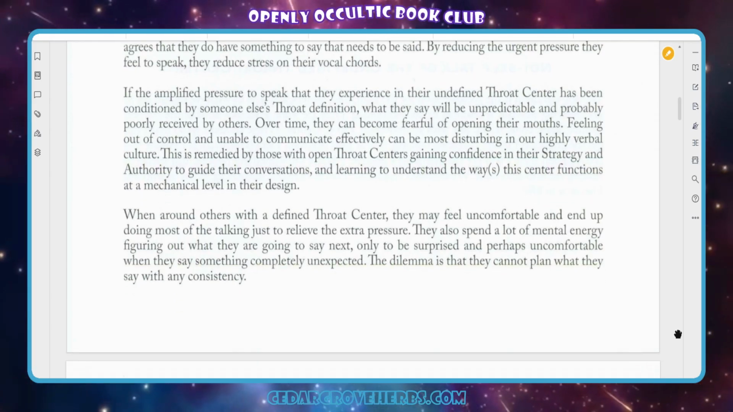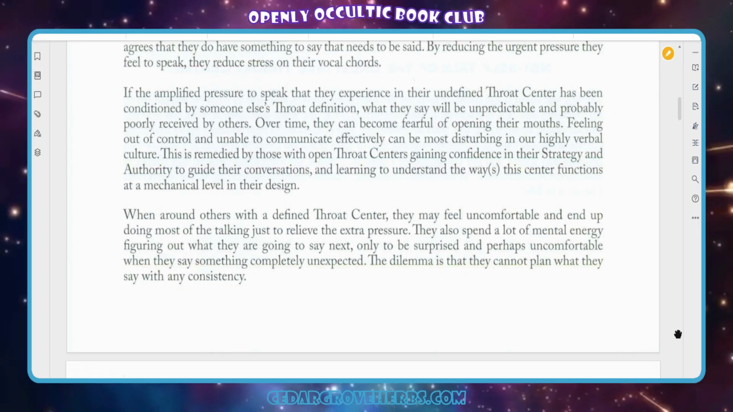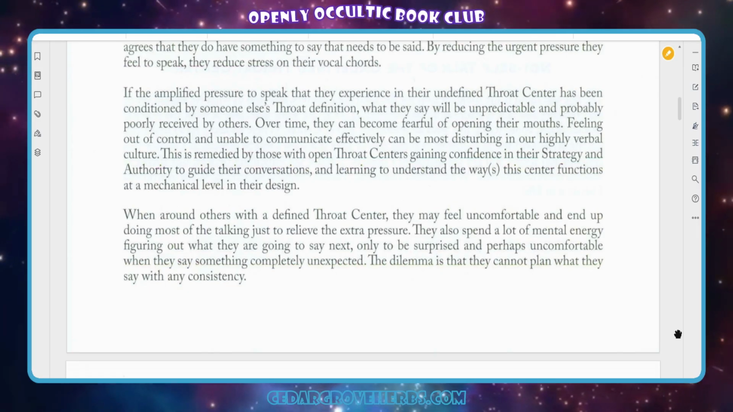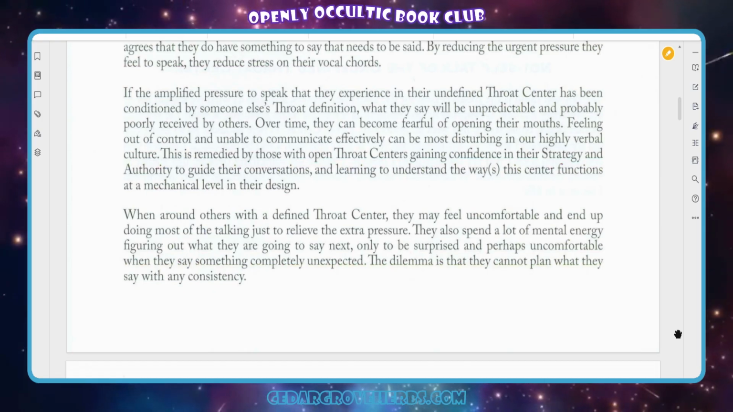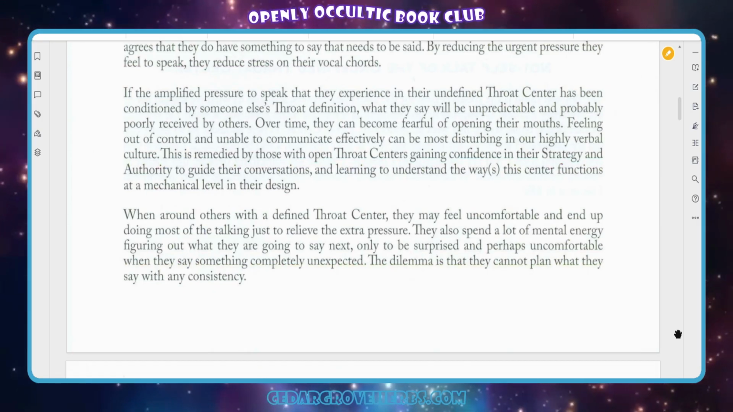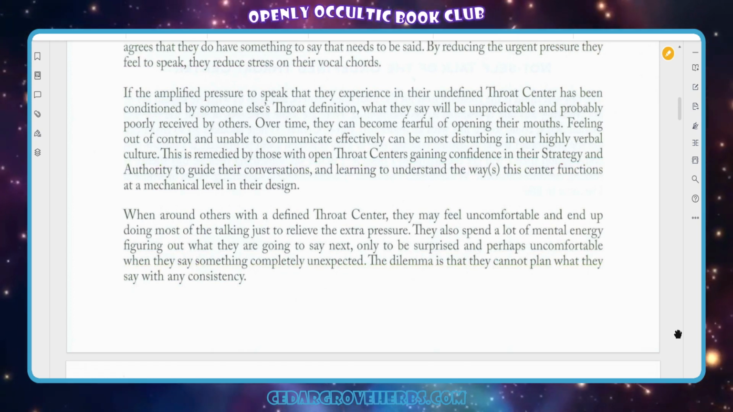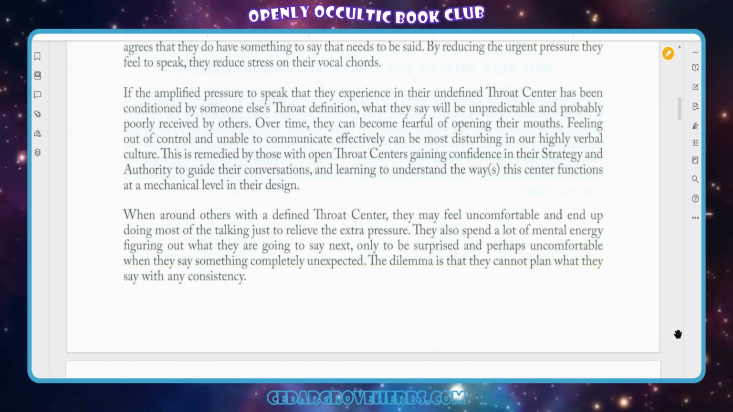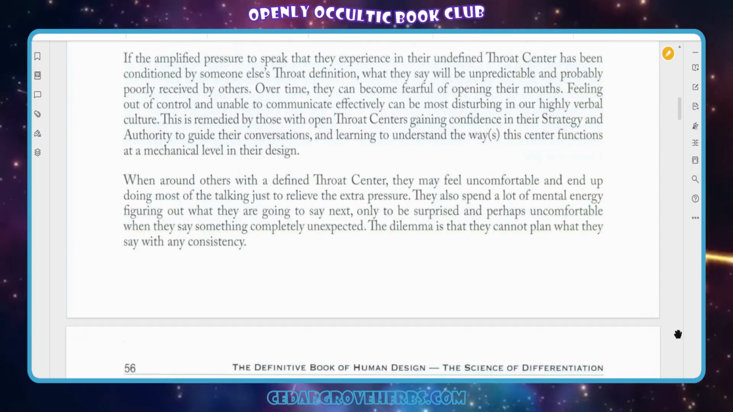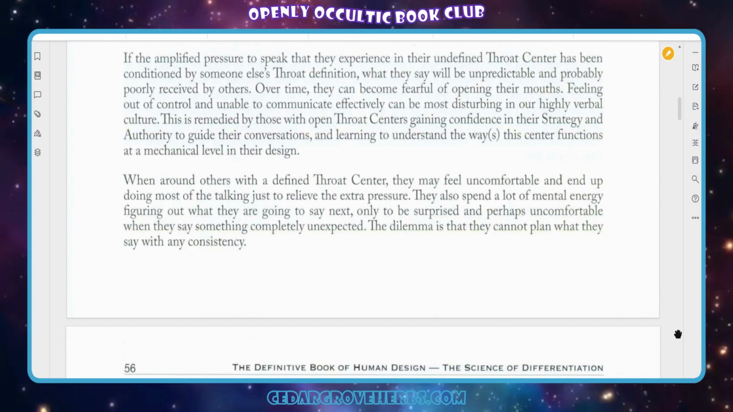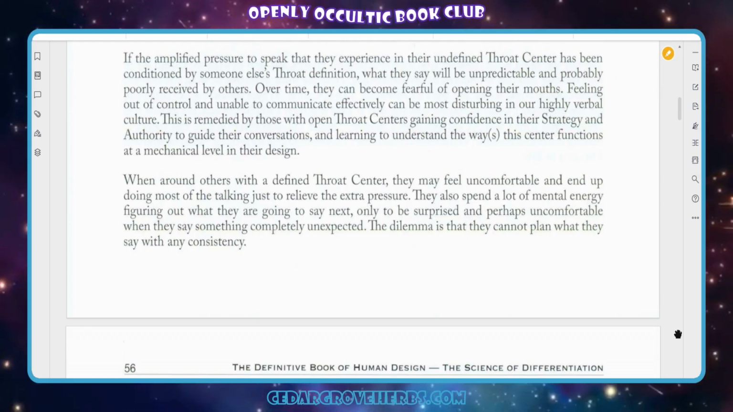When around others with a defined throat center, they may feel uncomfortable and end up doing most of the talking just to relieve the extra pressure. They also spend a lot of mental energy figuring out what they're going to say next, only to be surprised and perhaps uncomfortable when they say something completely unexpected. The dilemma is that they cannot plan what they say with consistency, right? Because their center is open, which means they don't have consistent energy for that.